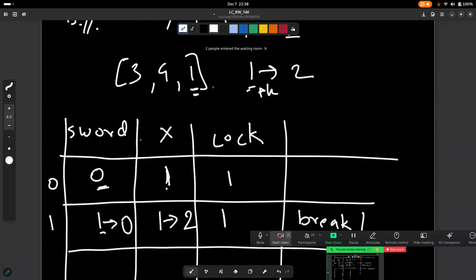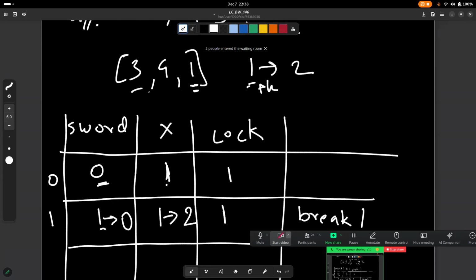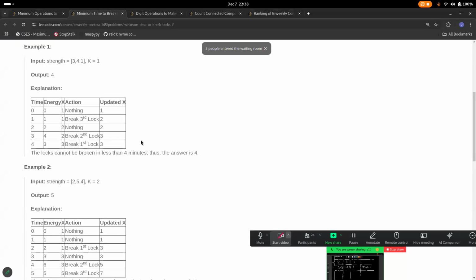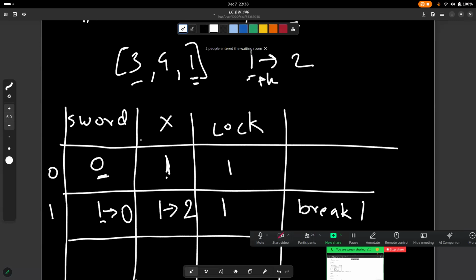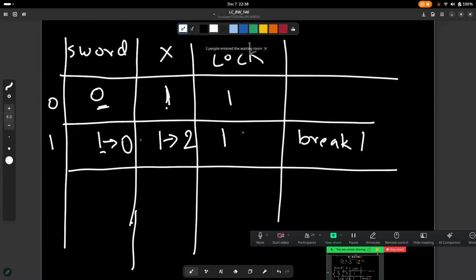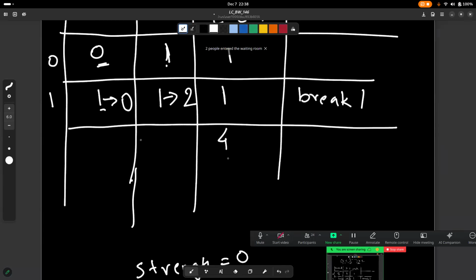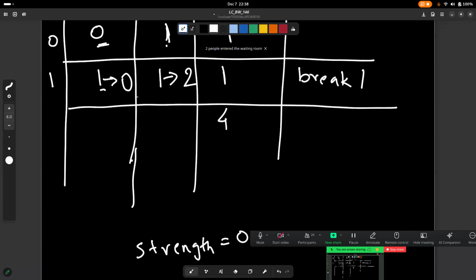And let's just say that the next lock that I'm going to try to break is, say, 3. Or say 4. I want to break the lock number 4. Now, I want to break the lock with strength of 4.